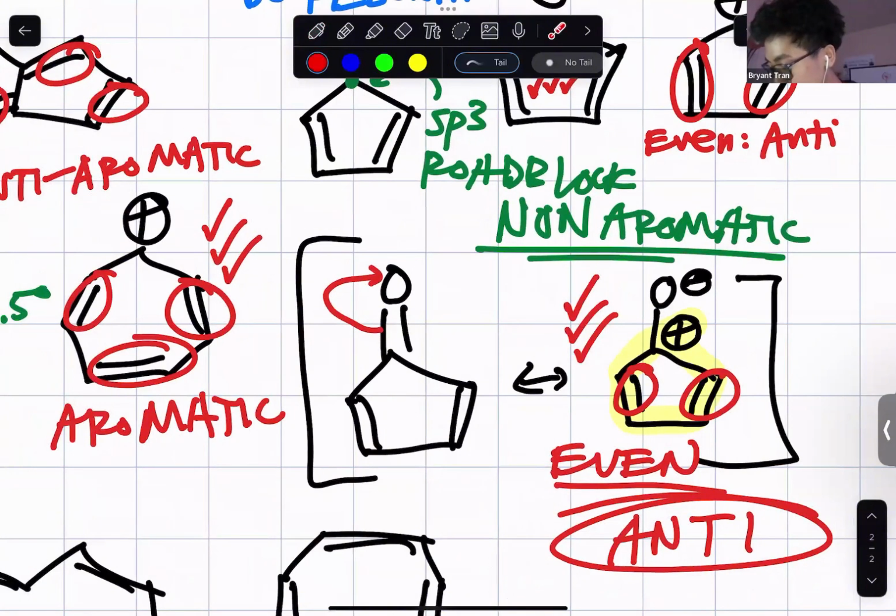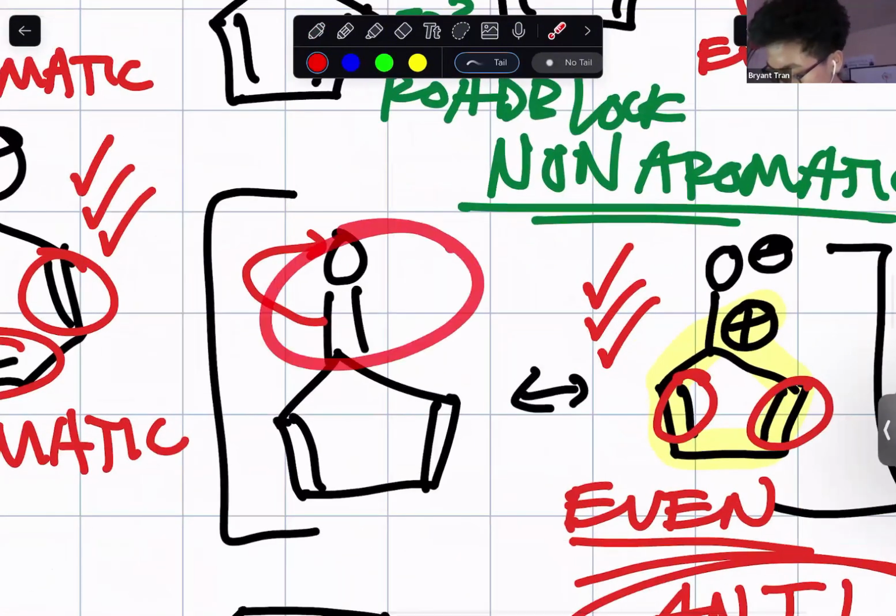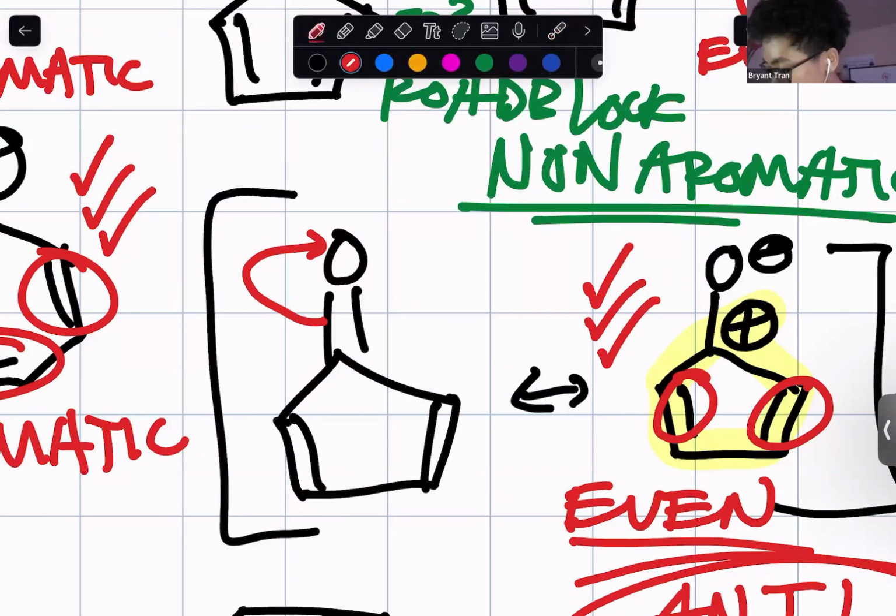Yeah, so the tricky part here for this molecule is that it's carbonyl right here. If you see carbonyl, this carbonyl carbon in pink will have a positive charge. Okay.